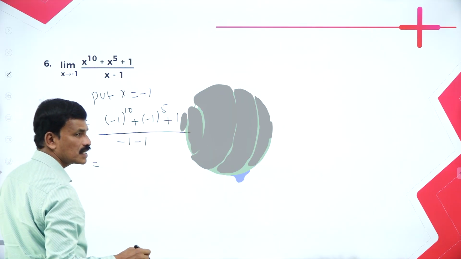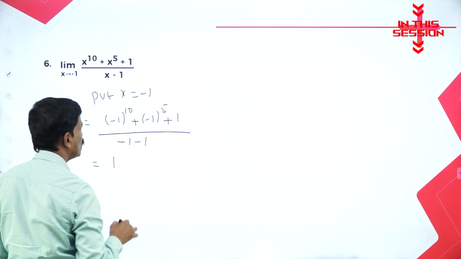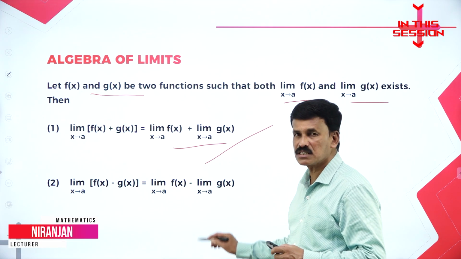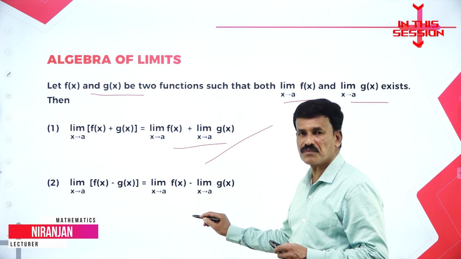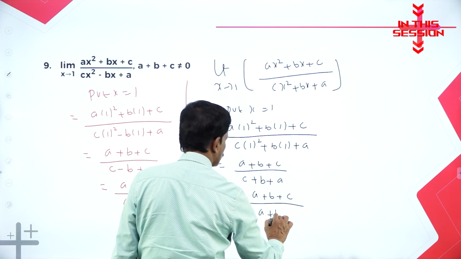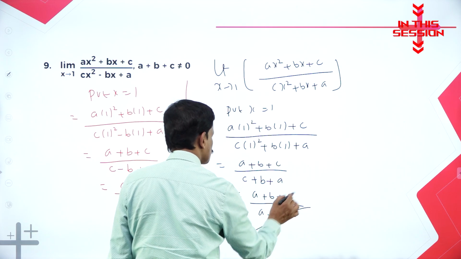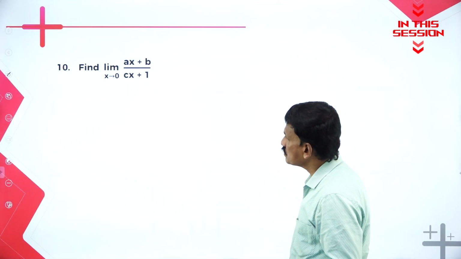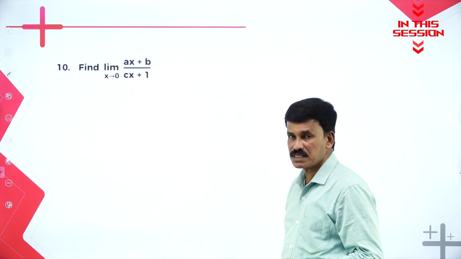If you multiply minus 1 ten times, you will get a positive value. Similarly, limit as x tends to a of f of x minus g of x is equal to limit as x tends to a of f of x minus limit as x tends to a of g of x. So these two get cancelled. The answer we are going to get is 1. Find the limit as x tends to 0 of (ax plus b) divided by (cx plus 1).